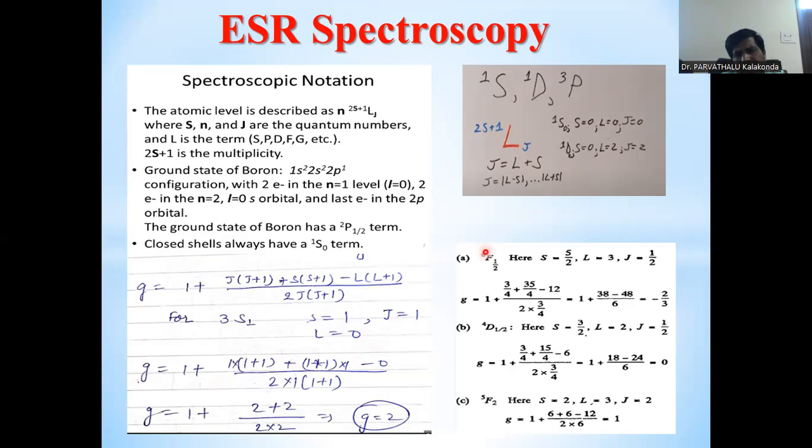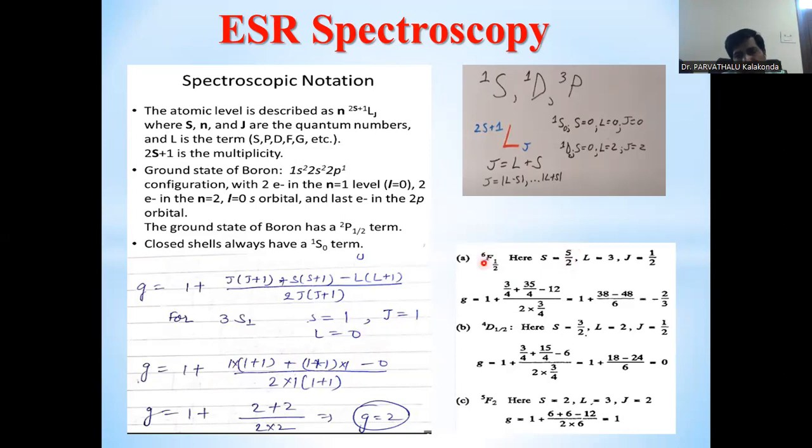Similarly, you can do anything, even fluorine 6 F. So here S is equal to how much? How do you calculate it? 2S plus 1 is equal to 6, right? 2S plus 1 is equal to 6. So 2S is equal to 5, right? S is equal to 5 by 2.